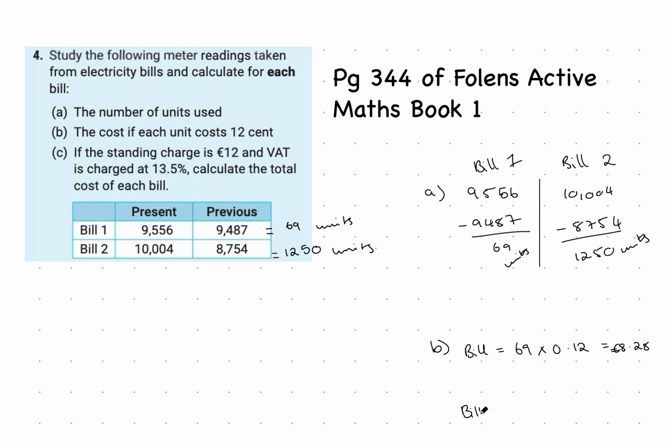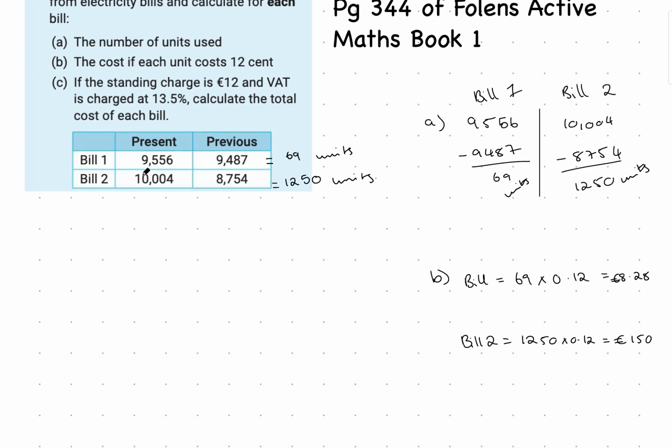So there's bill number 1. For bill number 2 then, I'm going to have 1250 times 0.12, and what I get there is 150 euros when I multiply those two together. So that's bill 1 and bill 2. It then tells us that there is a standing charge of €12 and VAT charged at 13.5%. Calculate the total cost of each bill. So let's break that down.